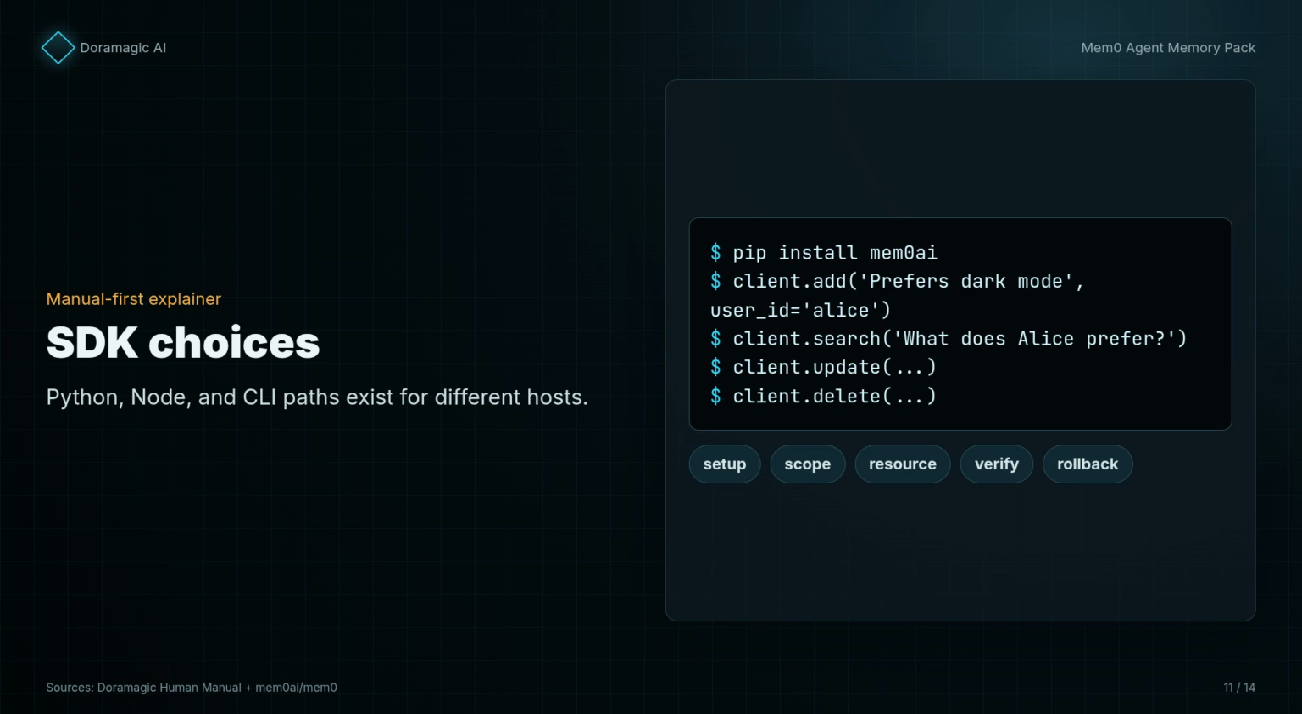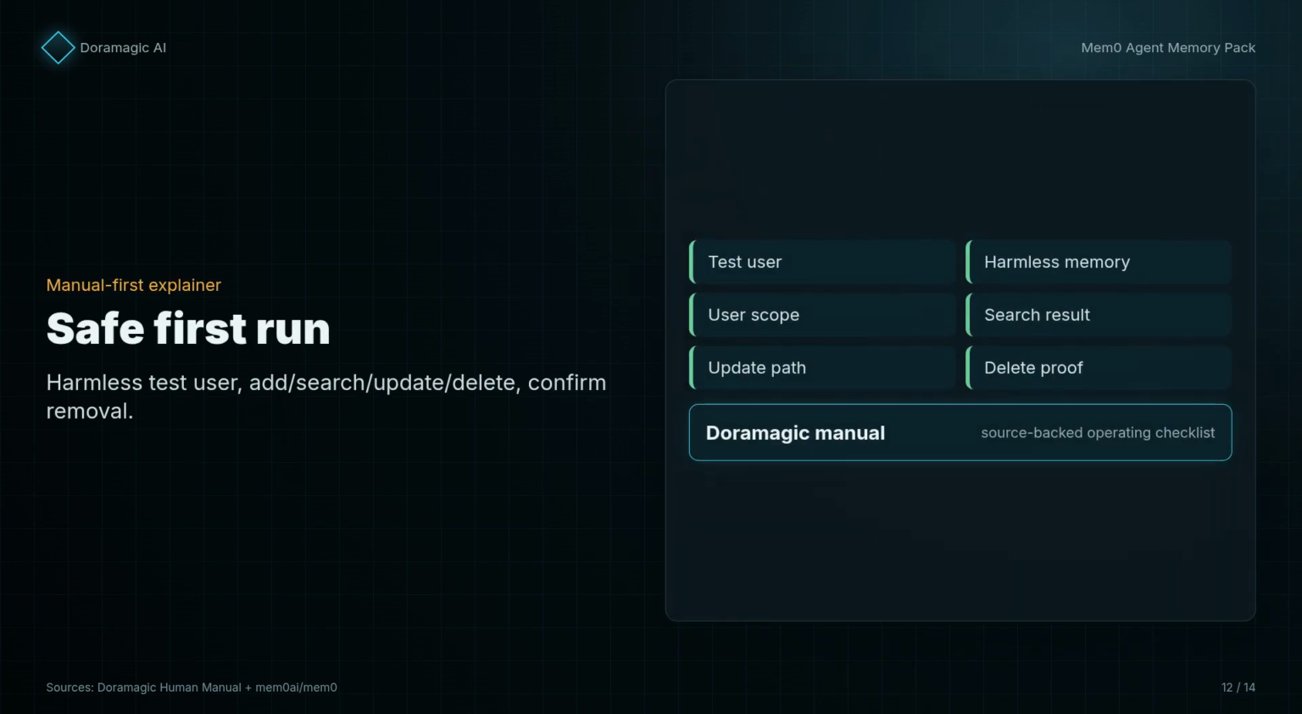My practical verdict: Mem0 is interesting when your agent needs continuity across sessions. But do not add persistent memory casually. Define scope, consent, deletion, provider boundaries, and evaluation before real users depend on it.